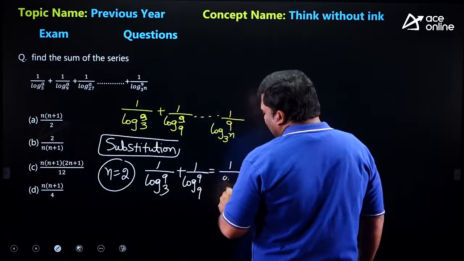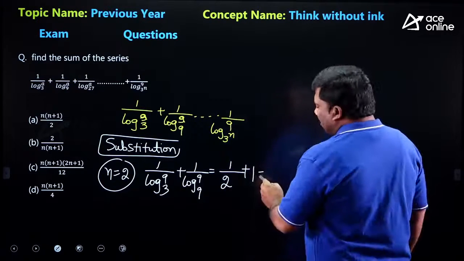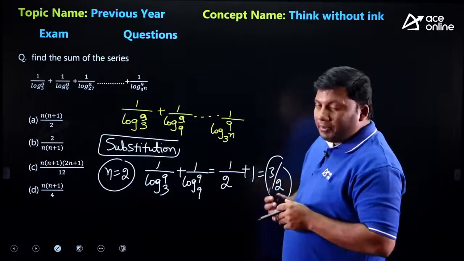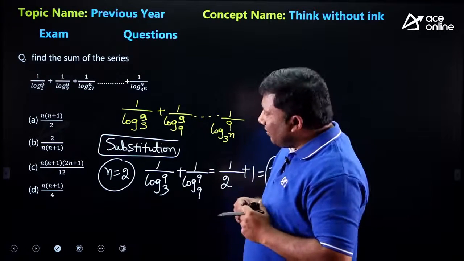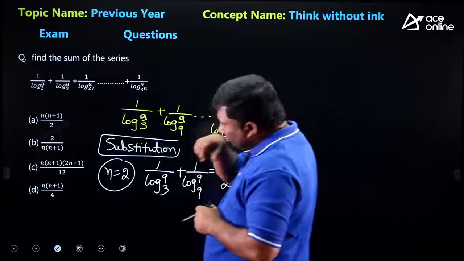Log 9 base 3 is 2. Log 9 base 9 is 1. So here it is 3 by 2. Here it is 3 by 2. I kept n equivalent to 2. Wherever I am keeping n equivalent to 2, the answer should be 3 by 2.